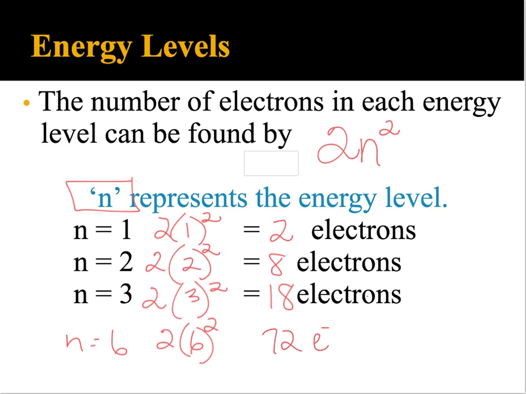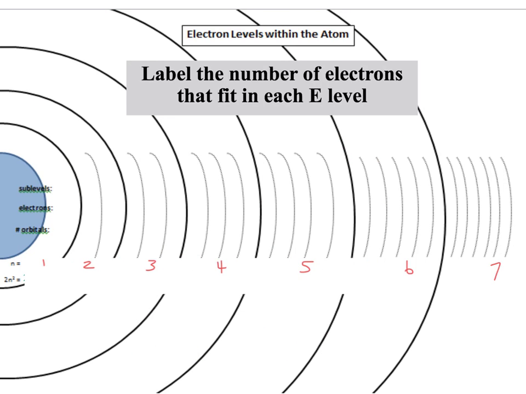So go back to your atom diagram, and we're going to fill in the electrons. Down at the bottom where it says 2n squared, we're going to put 2 electrons in energy level 1, 8 in energy level 2, 18 in energy level 3, 32 in level 4, 50 in level 5, 72 in level 6, and 98 in level 7.